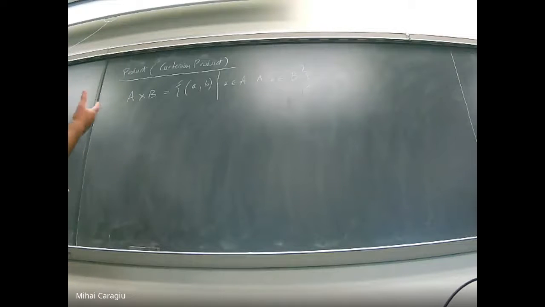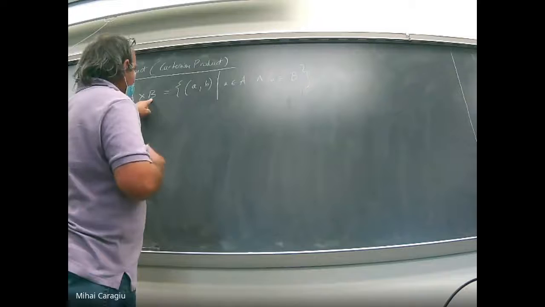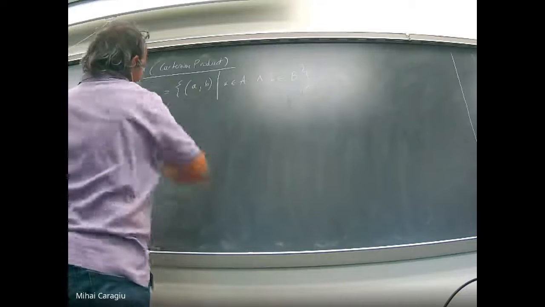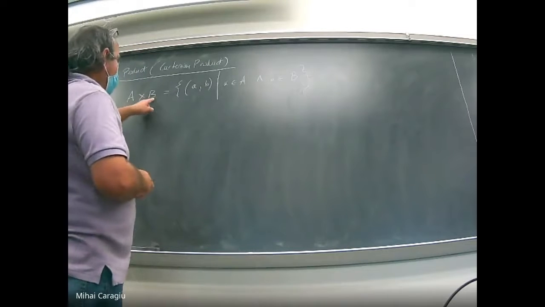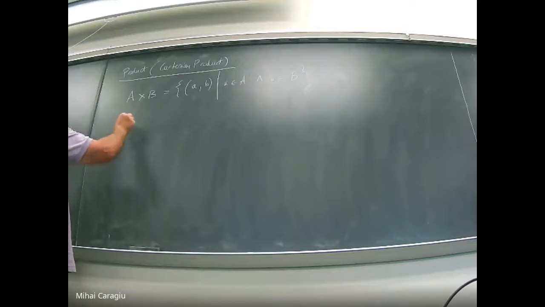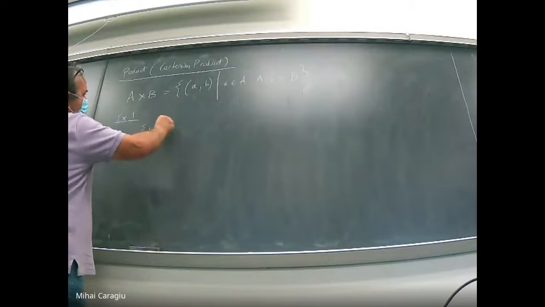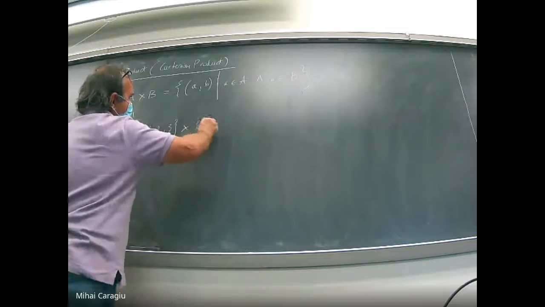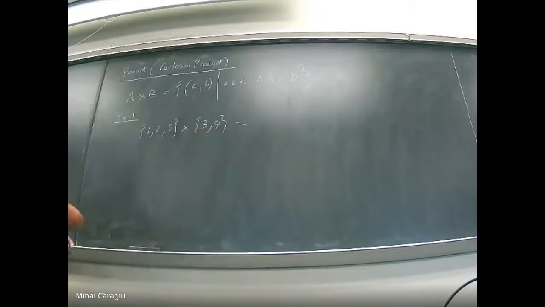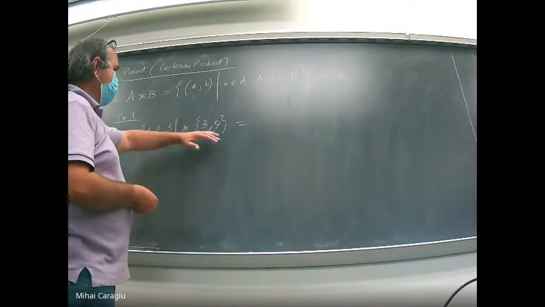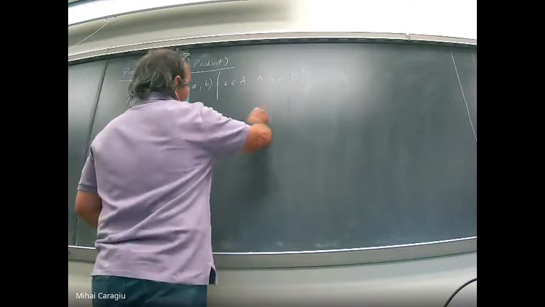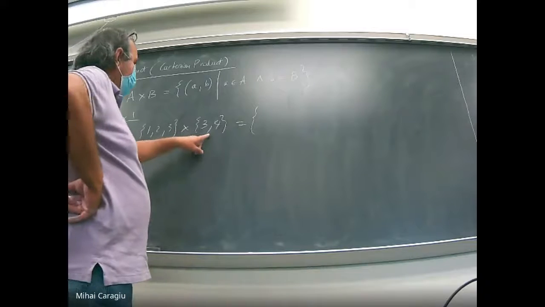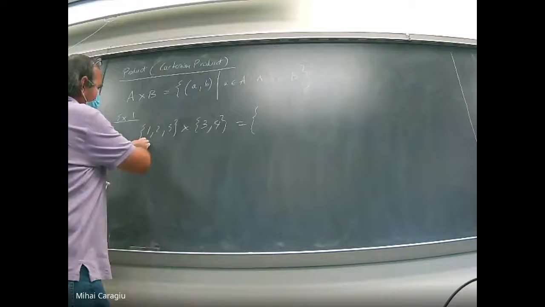So we can imagine A as a set of x coordinates, and B as a set of y coordinates, and then we have to list all possible points with x coordinates in A and y coordinates in B. For example, {1, 2, 3} cross {3, 4}. So this is the set of x's, and this is the set of y's. Let's open a set. What do we put in it? All possible points with x coordinate here and y coordinate here. So try to find all possible couplings between a point in here and a point in here.